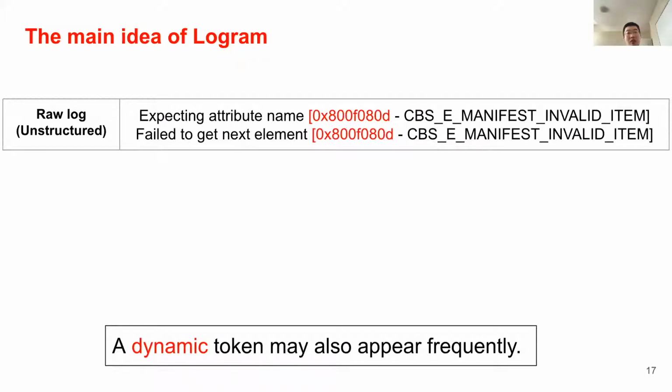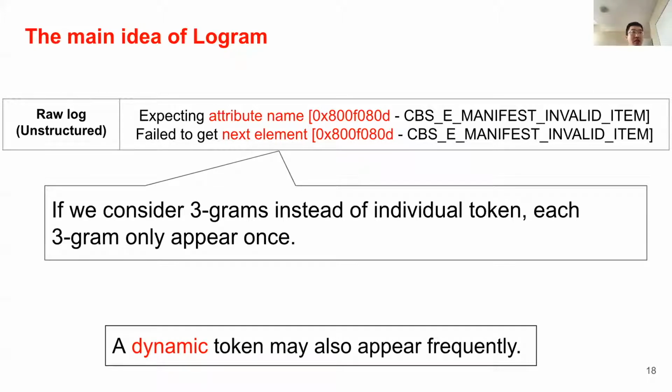However, a dynamic token can appear frequently in different log events. This is an example. So only depending on the frequency of individual tokens may not be sufficient. But if we consider trigrams instead of individual tokens, each trigram will only appear once. So we can use an Ngram model to limit the appearance of this kind of dynamic token.